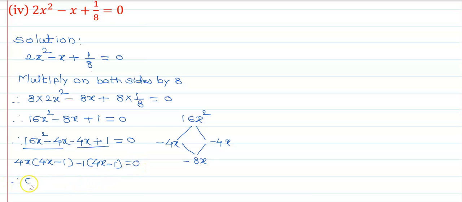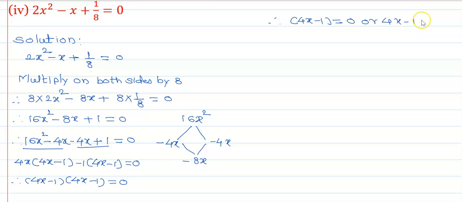And therefore again, 4x minus 1 in the first bracket, and in the second bracket 4x minus 1, and that's equal to 0. Okay. And here 4x minus 1 and 4x minus 1, it's a perfect square. Therefore 4x minus 1 is equal to 0, or 4x minus 1 equal to 0.